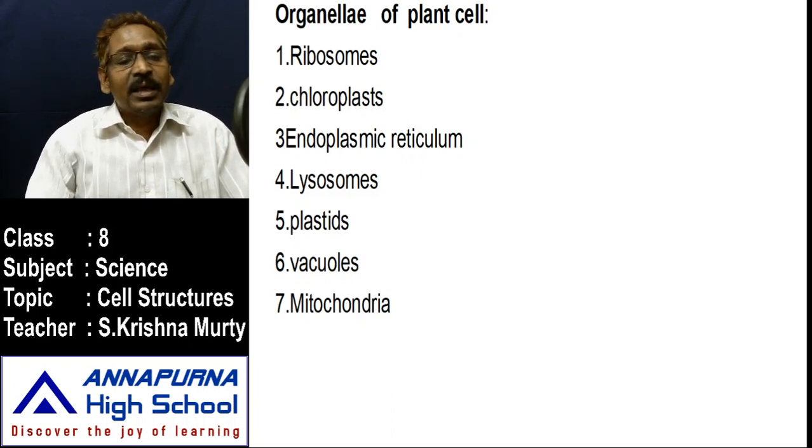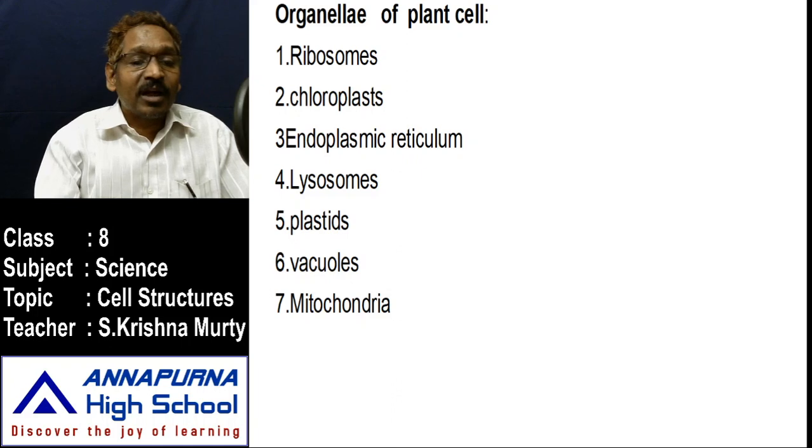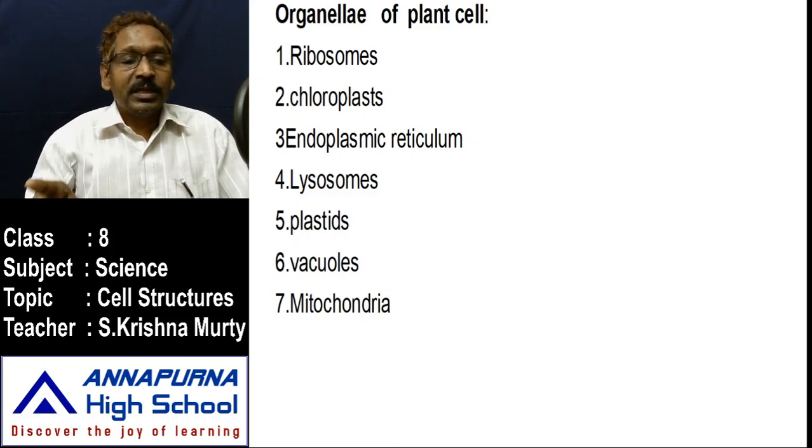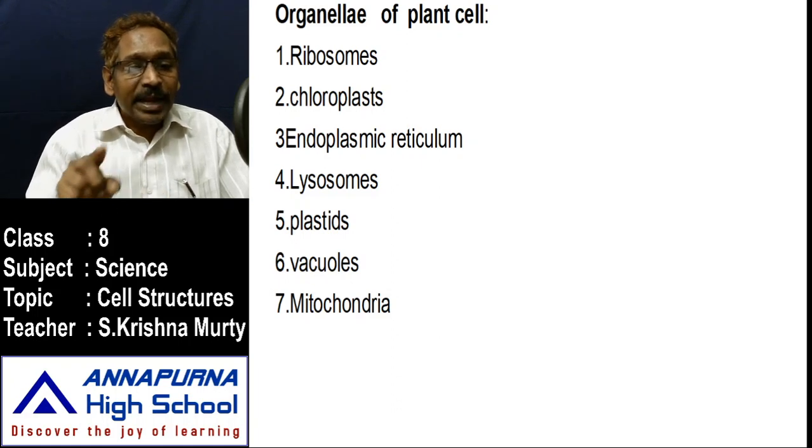What is that? Chloroplast. Chloroplasts are absent in animal cell. Plastids are absent in animal cell. Vacuoles are minute in animal cell.